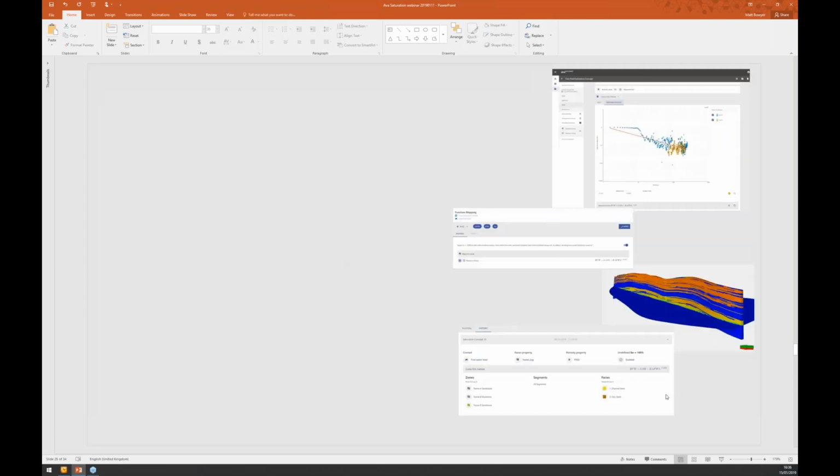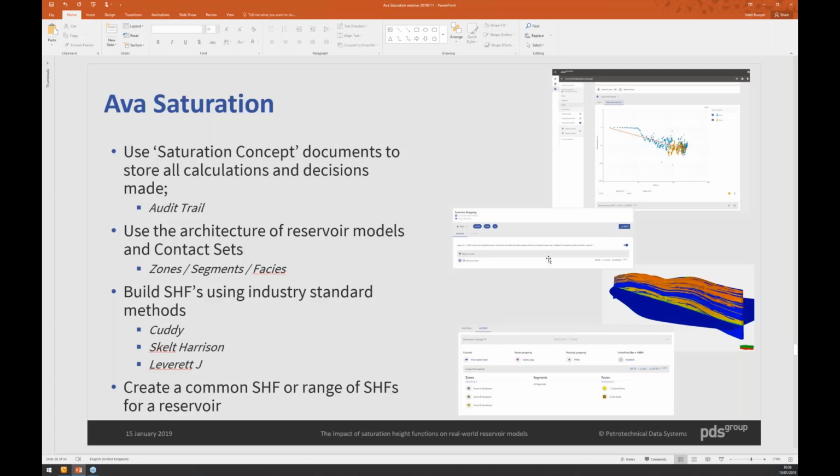If we then jump onto the second part, we've got these things which are called saturation concepts, which you'll see in a moment when I jump into the application. What these concepts do is they form the basis of the workflow, so they can guide you through the workflow. So if you're very experienced in this kind of work or you're inexperienced, it's not going to take you long to get to grips with what you need to do in the application.